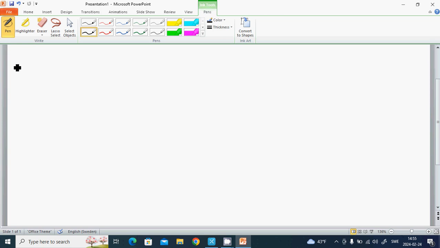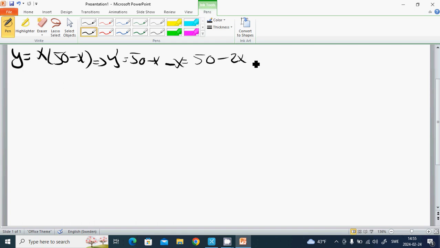We are going to have an example: y equals x multiplied by (50 minus x). Then y prime is 50 minus x plus this derivative multiplied by this, plus this derivative multiplied by this, which is minus x. Then it is 50 minus 2x equals 0, then x equals 25. When we use this, y of 25 is 25 multiplied by 25, which is 625.